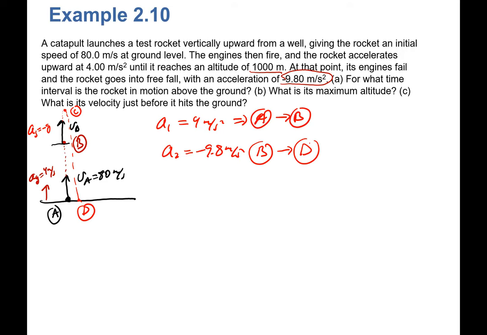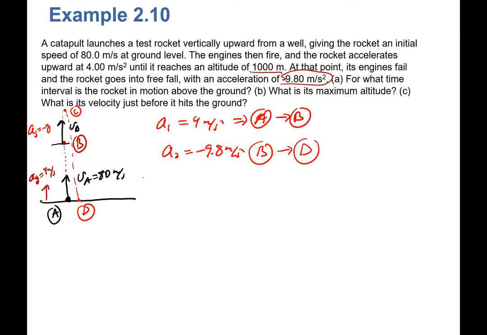So first we want to find part A. For what time interval is the rocket in motion above the ground? That means you want to know the total time going from A to B, B to C, C to D. In my solution I have numbers 0, 1, 2, 3, but it doesn't matter, 1, 2, 3 or A, B, C, same thing. So that means we want to find the time it takes to go from A to B plus the time it takes to go from B to D, then just add those times together to get the total time. That's the idea.